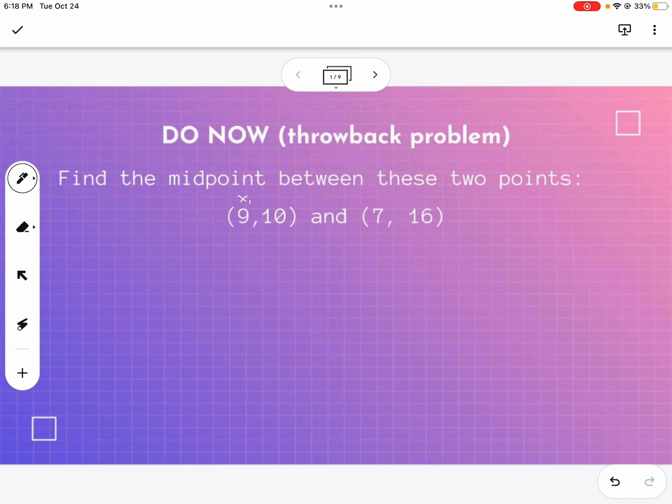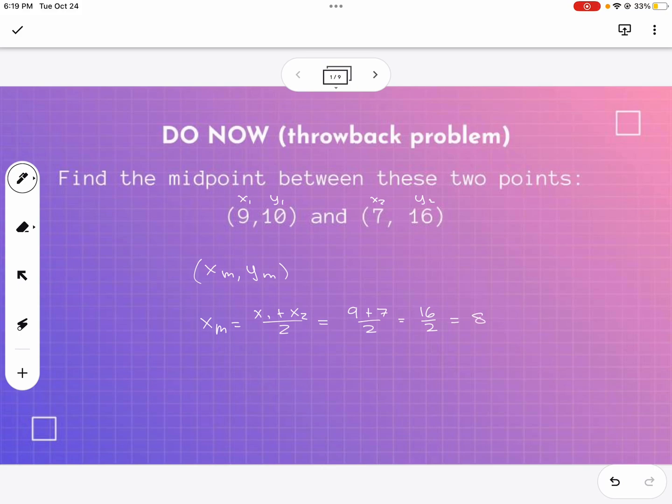So here's how we would find the midpoint. I'm going to label my 2 points x1, y1, x2, y2. And remember, my final answer should be another point. So I need to find my x value and my y value. To find xm, we take x1, add it to x2, divide by 2. So that's going to be 9 plus 7 divided by 2, 16 over 2.